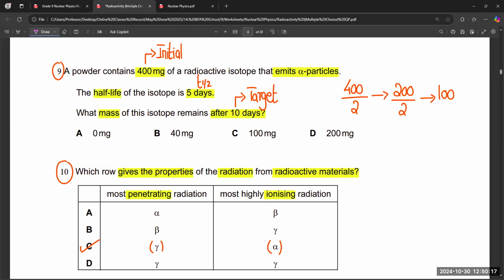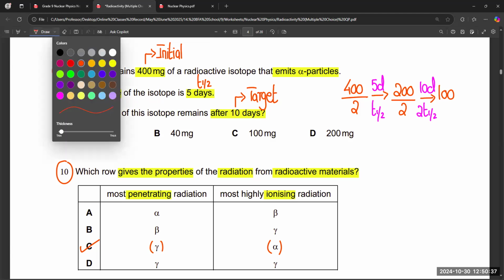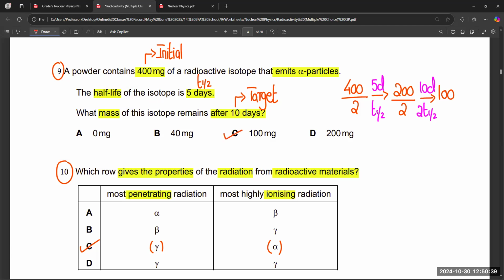And why do we perform two half-lives? Because half-life is of 5 days. This is the first half-life. And then we have 10 days, the second half-life. Okay, so the target is achieved at 10 days. And the value we are getting after 10 days is equal to 100. Okay, simple.